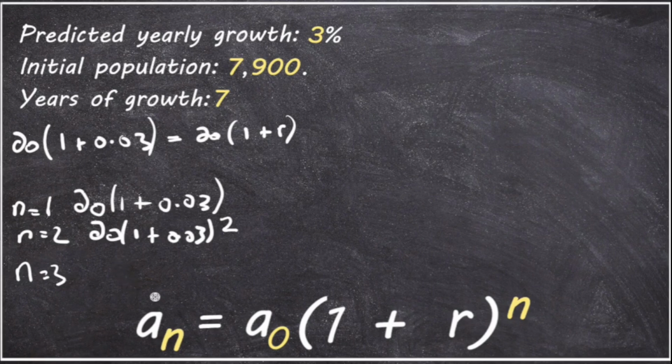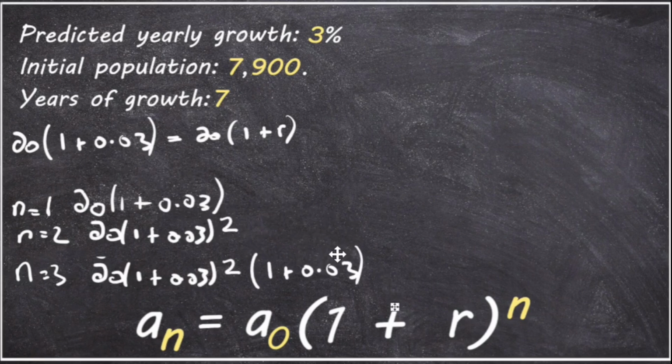And obviously the next year, when n equals 3, the size of the previous population increases by 3%, and that means we multiply all of this by 1 plus 0.03. So in effect, that is a sub 0 multiplied by 1 plus 0.03 squared, multiplied again by 1 plus 0.03. And that's just a sub 0 multiplied by the brackets cubed. So hopefully you see that every time we increase the population by 3%, we're multiplying by the brackets once, which increases the power by 1.